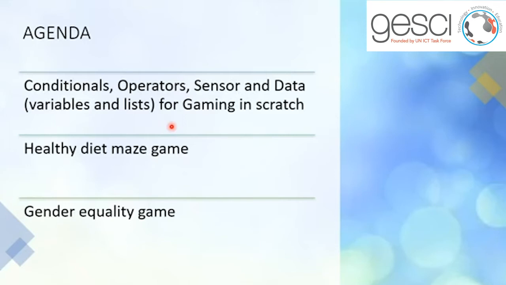So as I've said, today we are continuing from where we left yesterday. Yesterday we tried to create the healthy diet maze game. So today we're going to see if it's going to work the way we were creating it yesterday. And then we're going to look at one more example so that we can make sure we understand the concepts of conditions, operators, sensors, and data when we want to create games in Scratch.